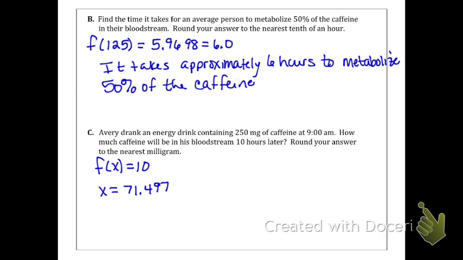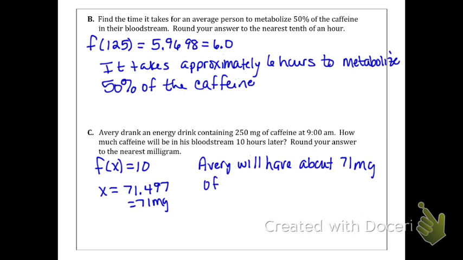Right, so that means, how much caffeine will be in his bloodstream 10 hours later? Avery will have about, to the nearest milligram, 71 milligrams. Avery will have about 71 milligrams of caffeine in his bloodstream ten hours later.